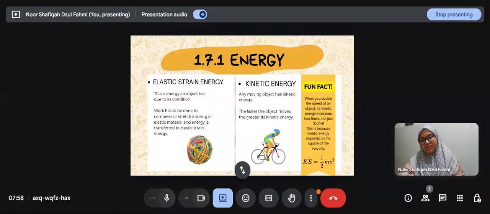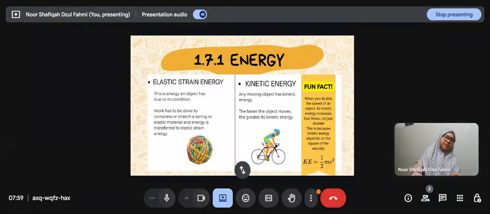And then thirdly is elastic strain energy. Elastic strain energy is just an energy that an object has due to its condition. Do you guys have any rubber bands around the house? If so, you can take the rubber band and pull it apart. Give it a good stretch or compress it however you want. Do you realize that the rubber band itself has its own elastic strain energy? Work has to be done. Like I said, you must do work to compress or stretch a spring or a rubber band, which will convert the energy to become elastic strain energy.